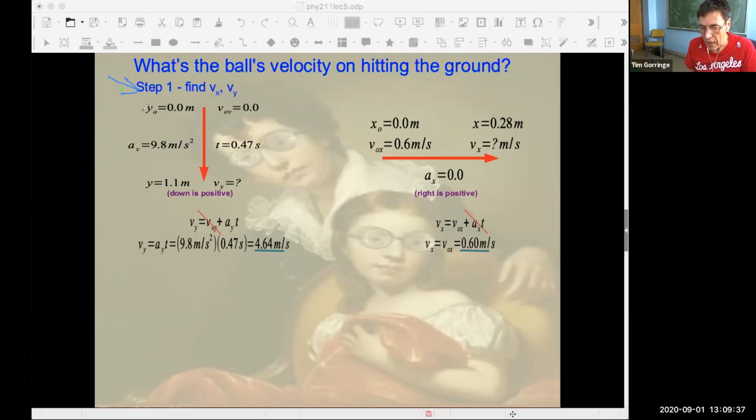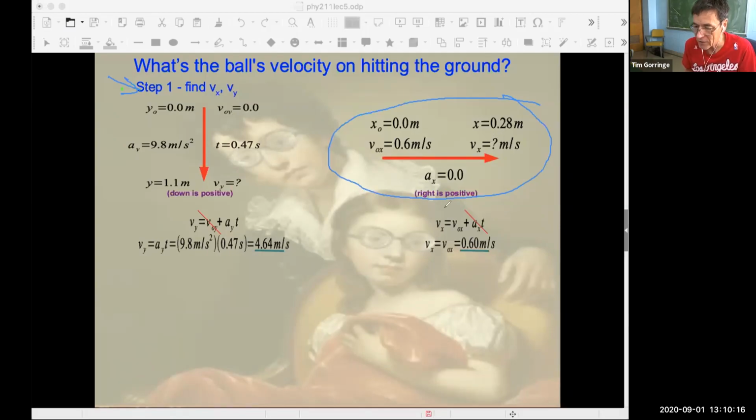So for the horizontal component of the velocity, I did that calculation over here. Here's my sketch of the horizontal motion. Here's the red line that represents the horizontal motion of the projectile. I added to the sketch the things that I know. So I know the acceleration is 0. I know it started at 0 meters and went to 0.28 meters, a result from the last question. And I know that the initial velocity is 0.6 meters per second. And we're going to find out the final velocity.